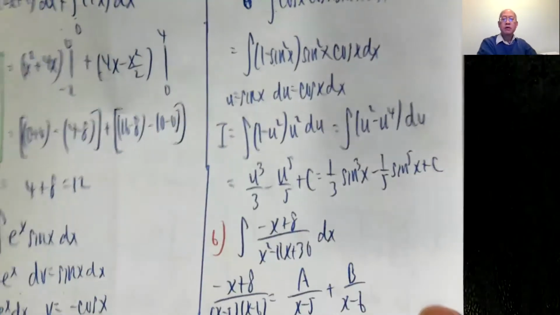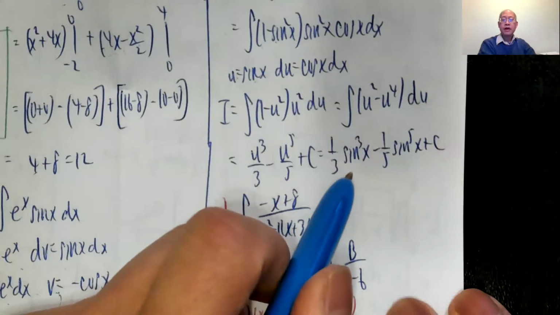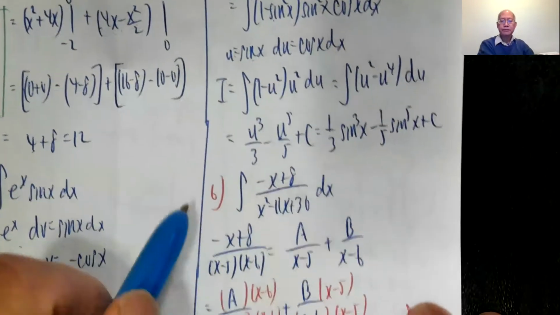Plug back in for u. 1/3 sine cubed of x minus 1/5 sine to the 5th of x plus c.